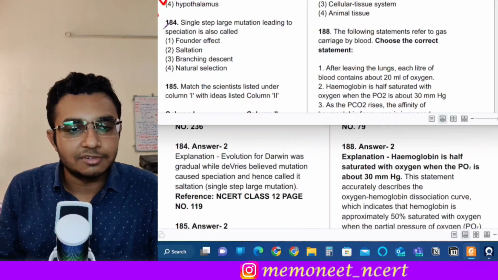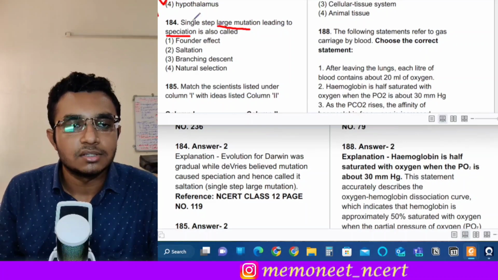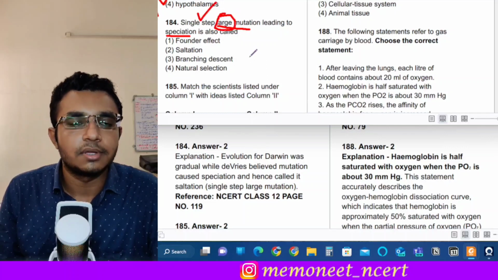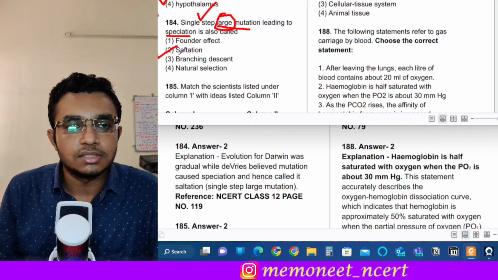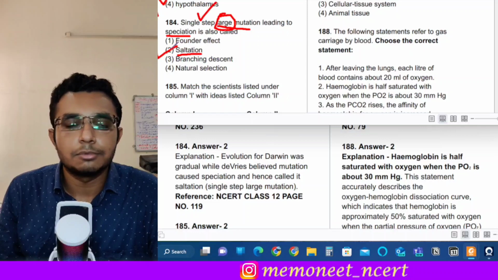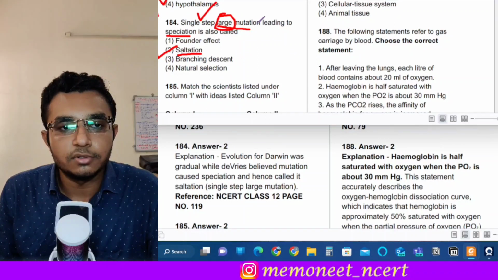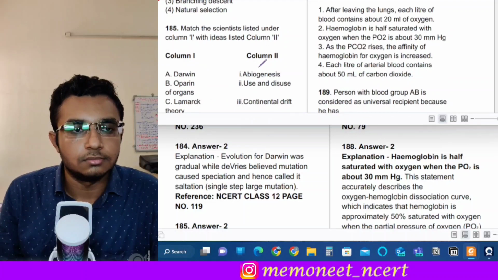Next is question number 184. The single step large mutation leading to speciation is called, okay. So it is talking about a large mutation. The mutation here is large and it is occurring in single step. So this type of mutation is called as saltation, okay. So this is a direct fill in the blanks type question. That is, saltation is the single large step mutation which leads to speciation. So here the answer is option 2.